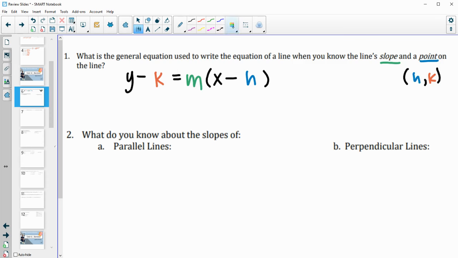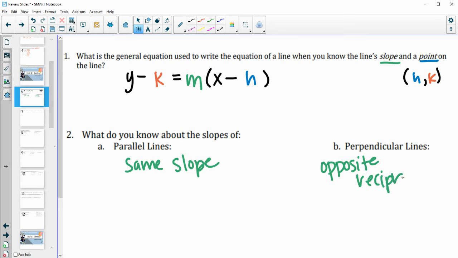So what do you know about the slopes of the lines if they are parallel? And that would be that they are the same slope. And for perpendicular lines, they're going to be opposite reciprocal slopes. So that means opposite sign plus or minus, and then the flip of the fraction.